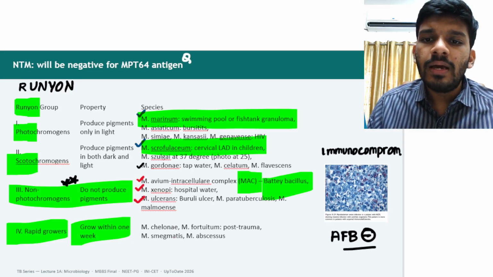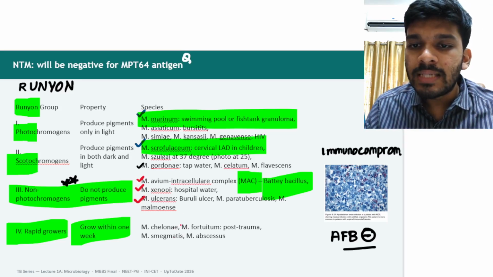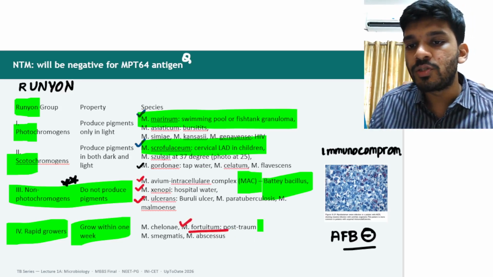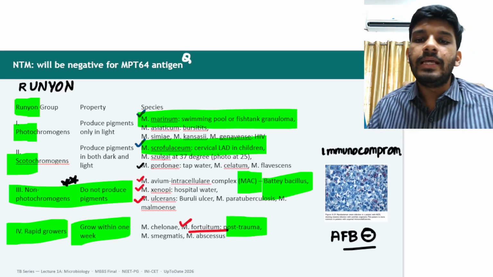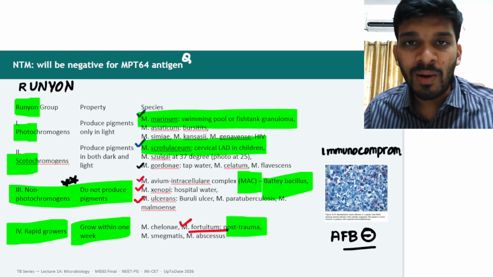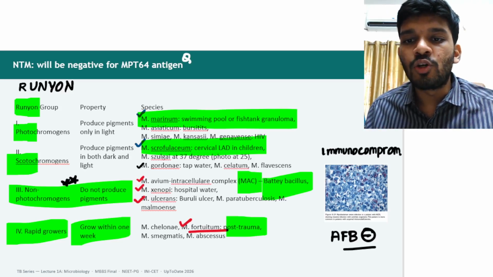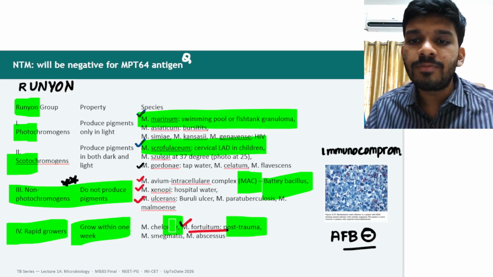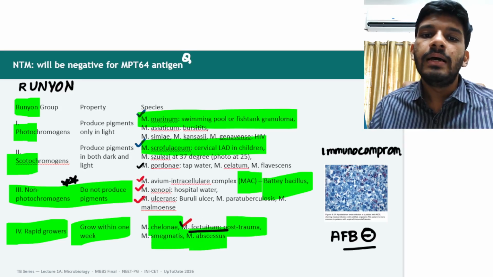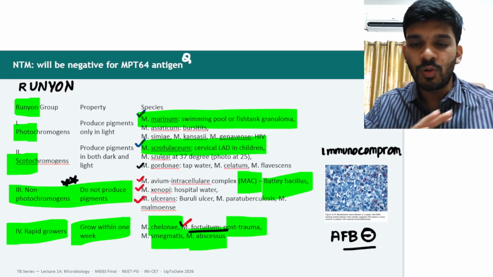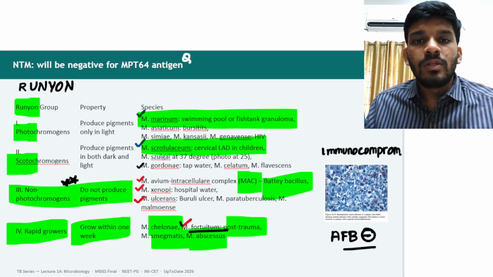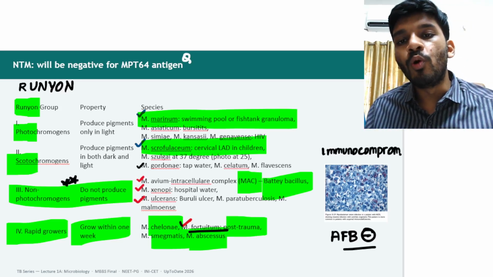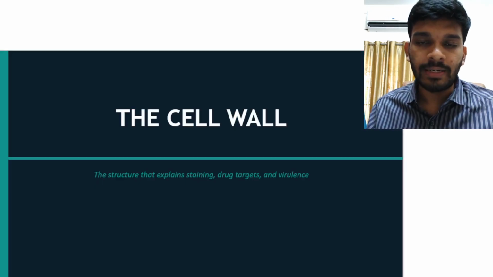Finally, rapid growers. Here you should remember one important one, that is Mycobacterium fortuitum, seen in post-trauma patients. Patients who have suffered trauma, not mental trauma, but physical trauma, you will get M fortuitum, right? Other ones, chelonae, smegmatis, abscessus, these are all rapid growers in the Runyon classification. So we have talked about the microbiological classification and division of both tuberculous and non-tuberculous mycobacteria.